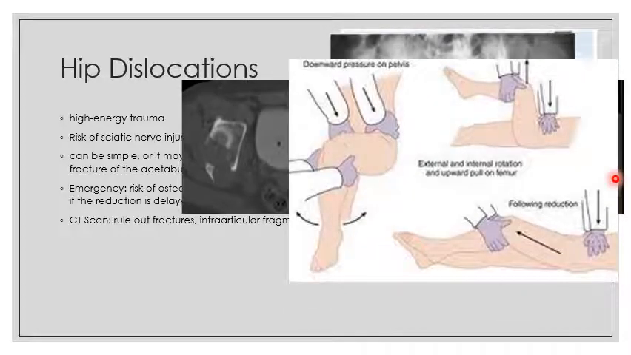So this is a method of doing your hip dislocation reduction. Put a downward pressure on the pelvis. One person does this, and one person would pull the femur going that way. And following the reduction, put traction.